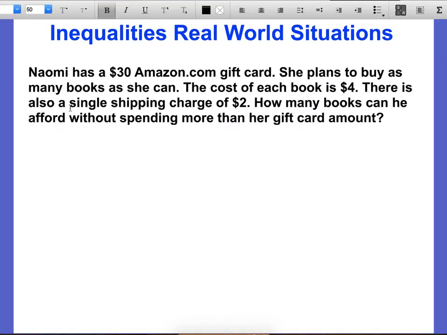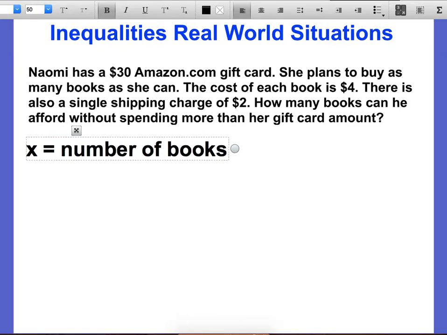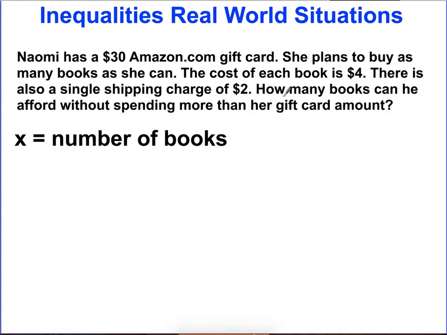All right, so let's look at some things here. We have x is going to be the number of books. And where do we find that? We find that in the question. We say, how many books? Okay, and then let's look at the cost. We have cost of each book is $4. So if I take any number of things and multiply it by 4, that's my total price. So 4 times the number of books is the price of the books. There's also a single shipping charge of $2, so plus $2.